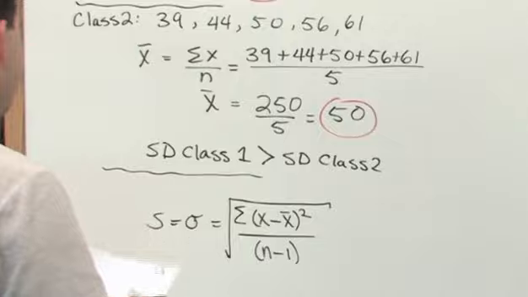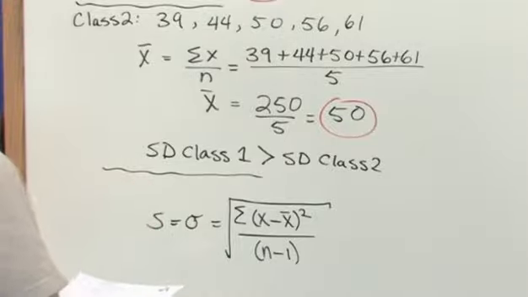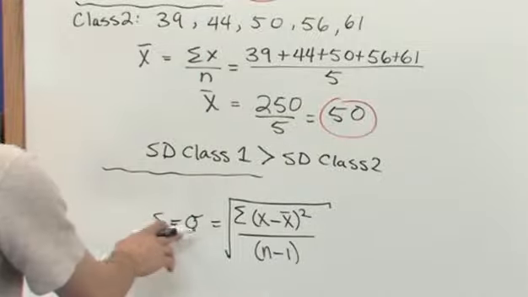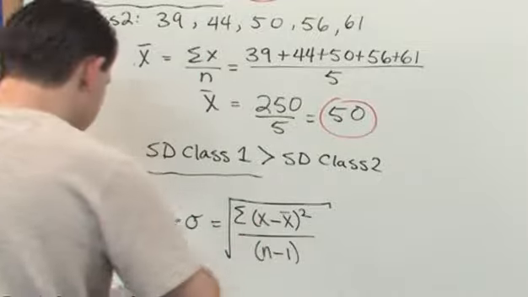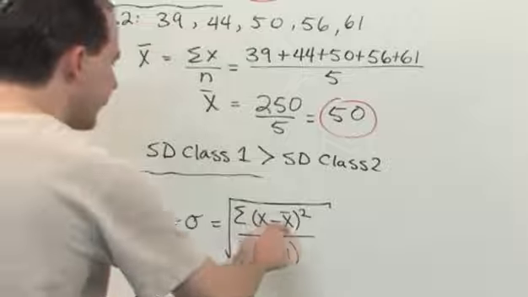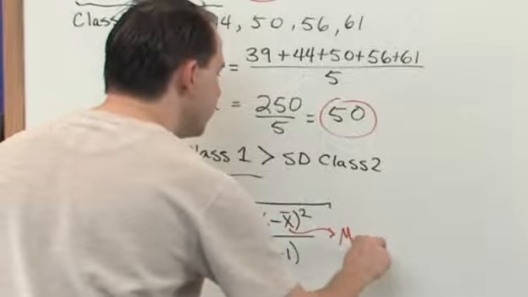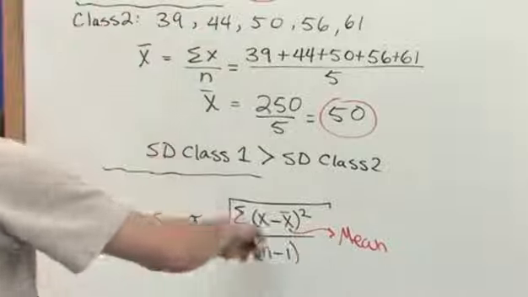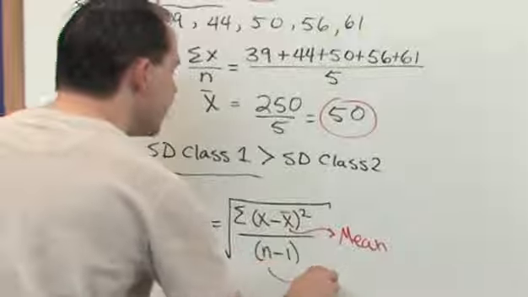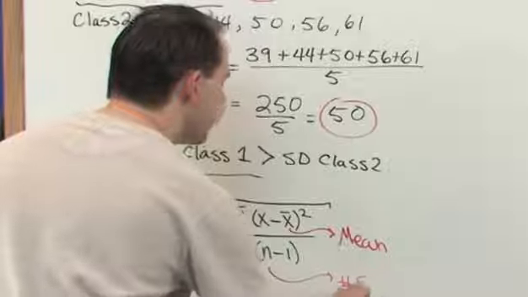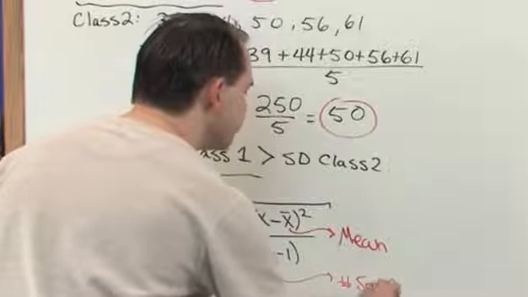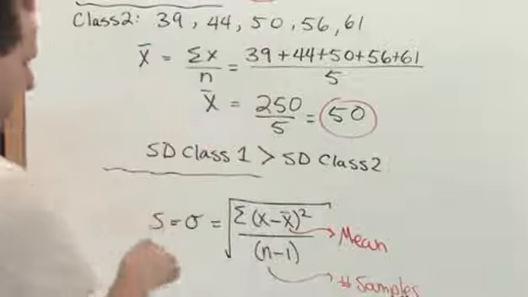Now, before we actually calculate anything with this, I want to ask you a few things, okay? First of all, this is called the standard deviation. You should already know what this x bar is. X bar is just the mean. So you need to know what the mean is in order to even calculate the standard deviation. N is the number of samples that I have.